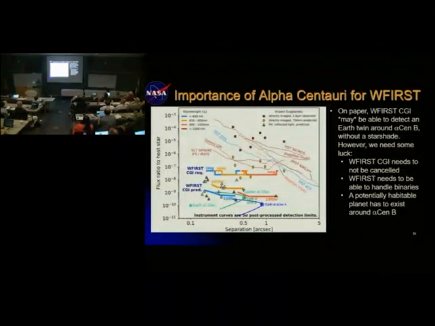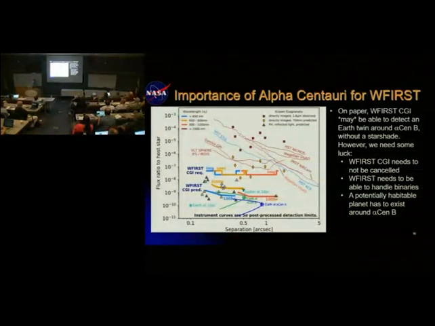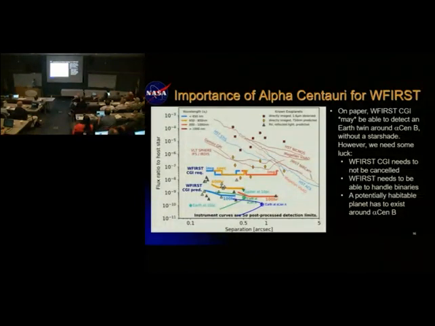WFIRST is not designed to detect potentially habitable planets. And its requirement is 10 to the 7, 10 to the 8 contrast, as you can see here. Its projected performance is a little bit better, 10 to the 9 or so. This is the official WFIRST slide of projected performance.